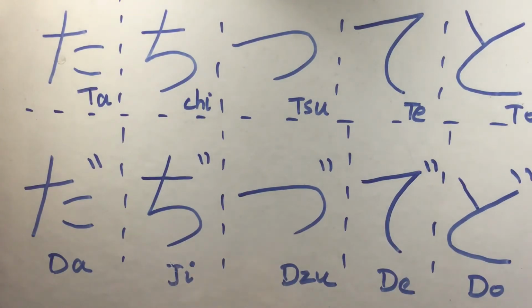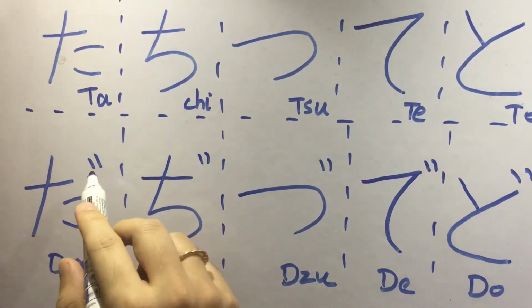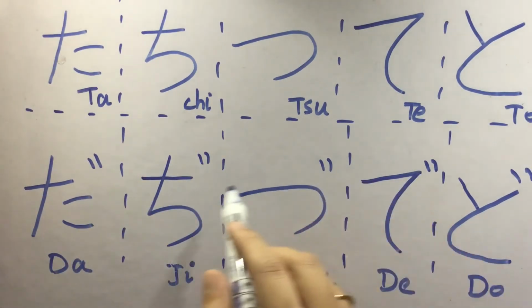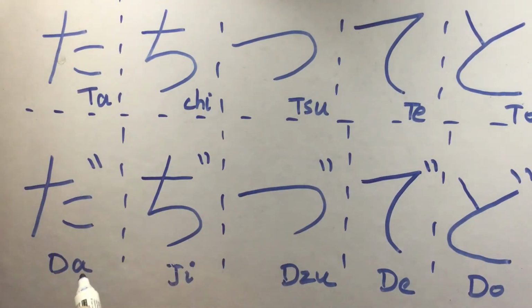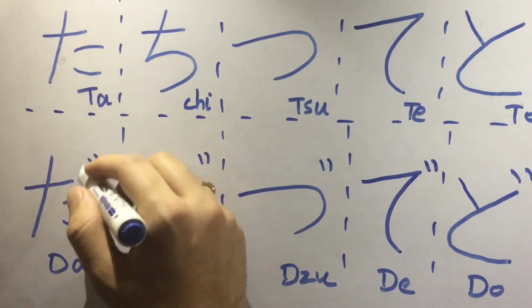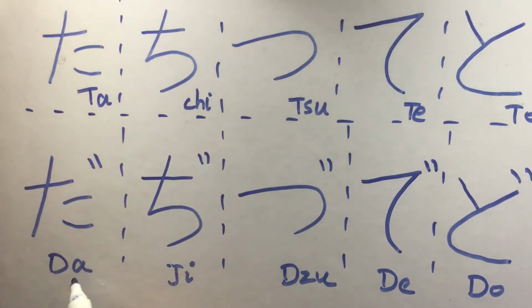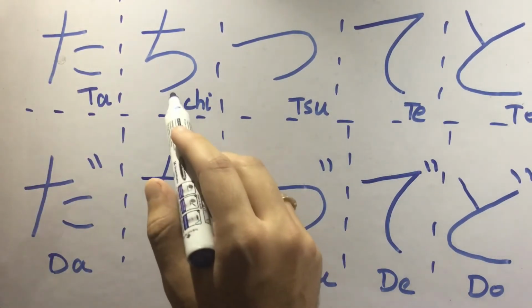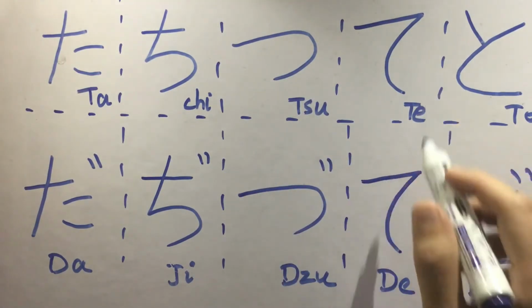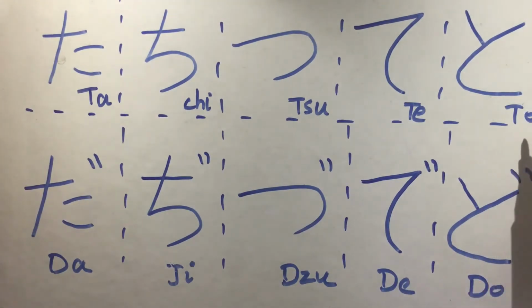By using these characters ta, chi, tsu, te, to, let's form a different set of characters and sounds, that is the voiced consonants from the unvoiced consonants, by adding the dakuten, or the quotation marks or these parallel lines. So by adding dakuten to ta here, it becomes da, and if you add dakuten to chi, it becomes ji, and if you add dakuten to tsu, it becomes zu. If you add dakuten to te, it becomes de. If you add dakuten to to, it becomes do. Da, ji, zu, de, do.